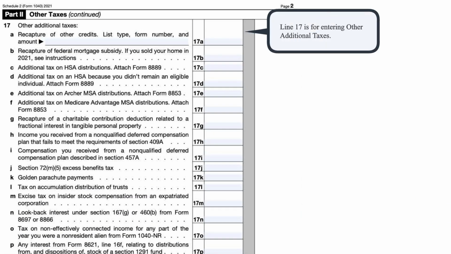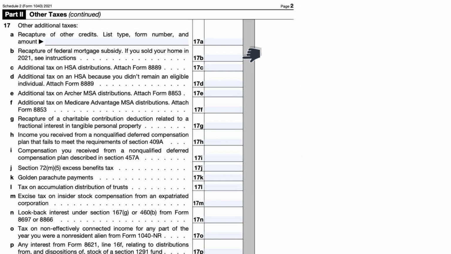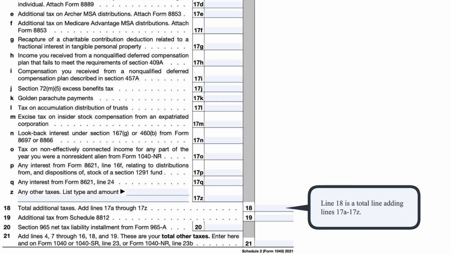Line 17 is for entering other additional taxes. Other additional taxes listed on this line include recapture of other credits, recapture of federal mortgage subsidy, and other various additional taxes. Line 18 is a total line, adding line 17A to 17Z.